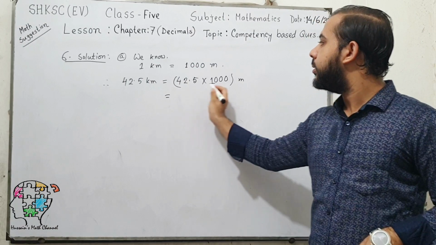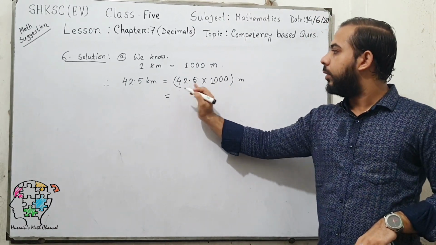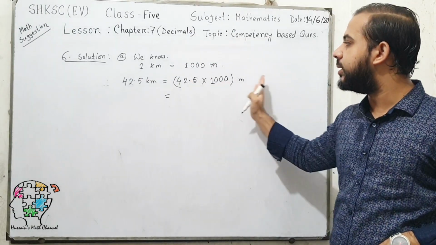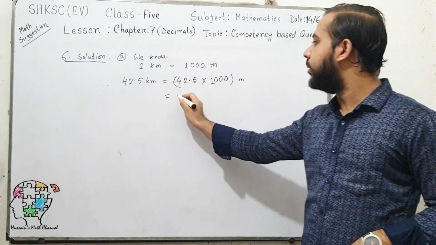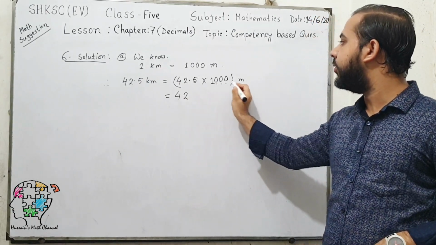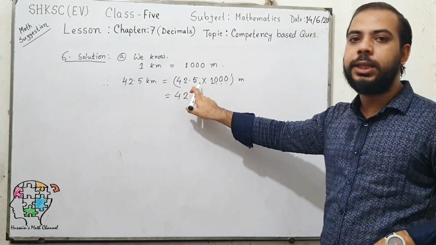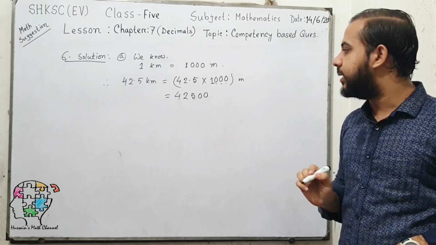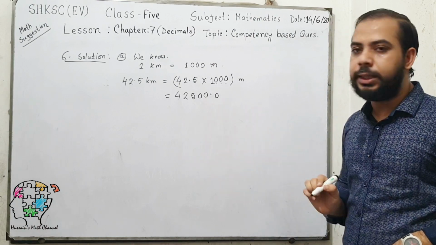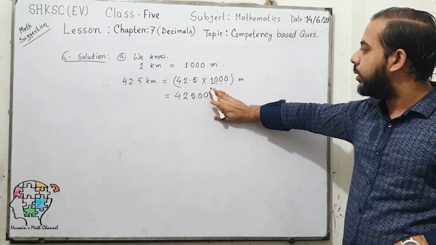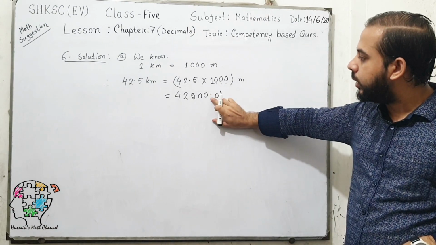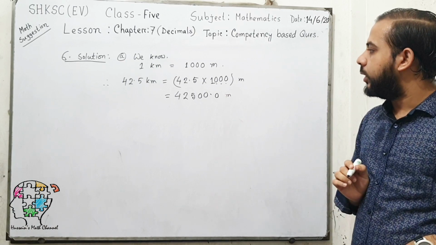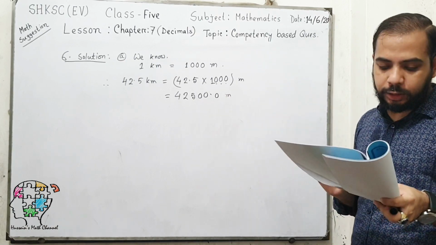So we know that for doing multiplication by 10 or 100 or 1000, we just move the decimal point to the right side. There are 3 zeros, so we move 3 places, but there is only 1 place, so we just use another 2 zeros here. So there will be 3 place decimal, and you can put a decimal here and a 0 here, or if you don't put the decimal and 0 here, there would not be any problem. So the answer is 42,500 meter. Now move on to question number B.